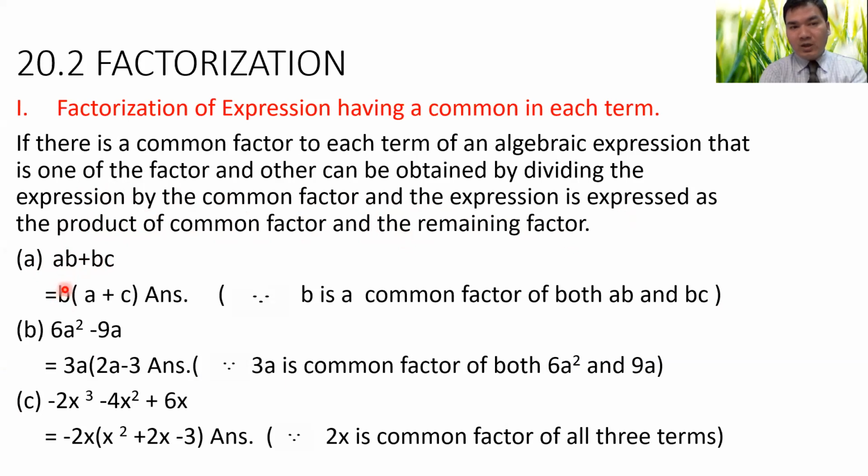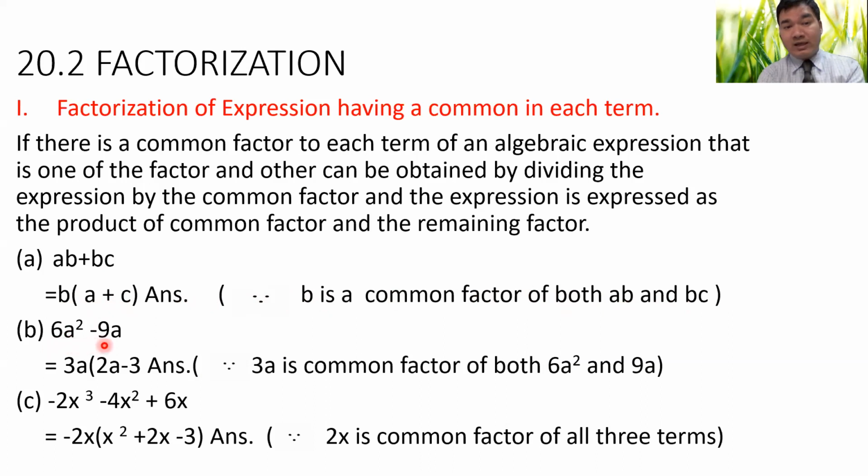B taken common. Then what is remaining here? A right here, plus, and what is remaining here? C right here. This B became one factor, then A plus C remaining became another factor. There are two factors. This is one of the methods to factorize the algebraic expression. This is the answer, because B is a common factor of both AB and BC. That's why B is taken common.